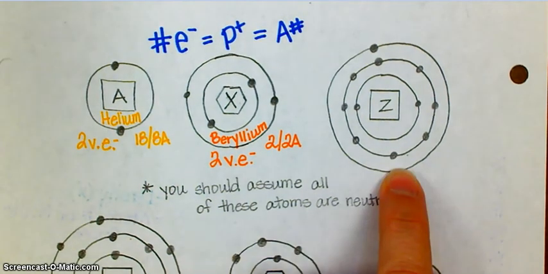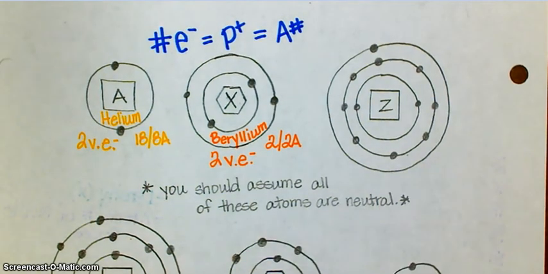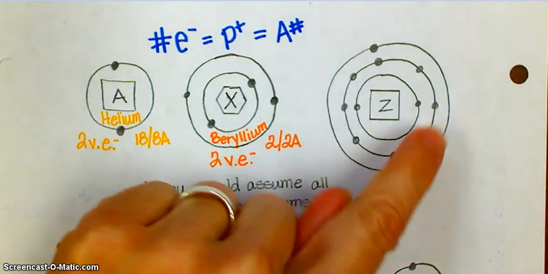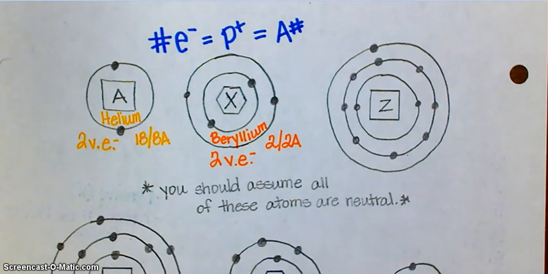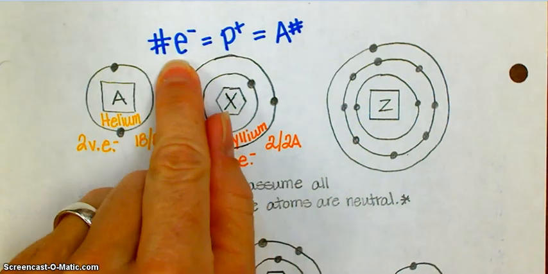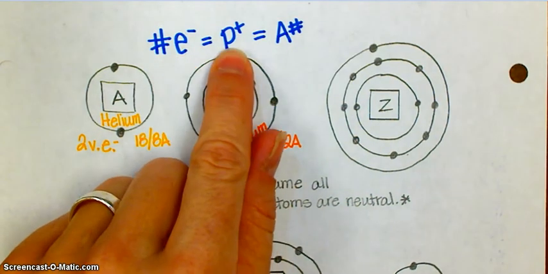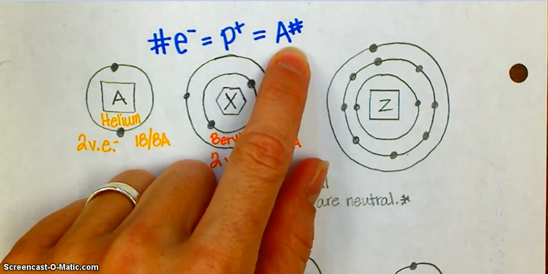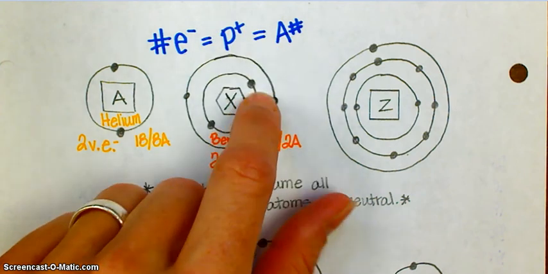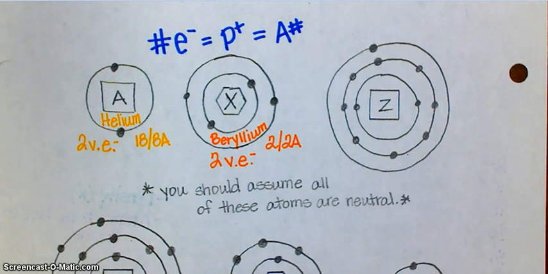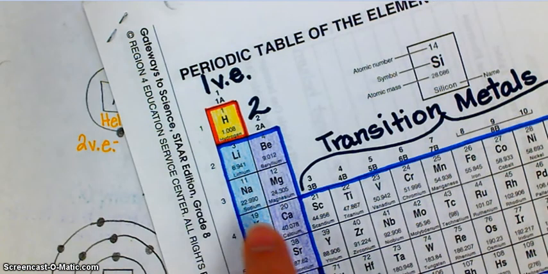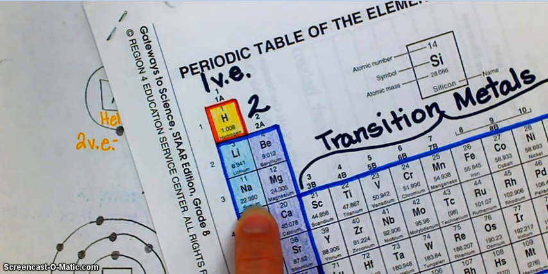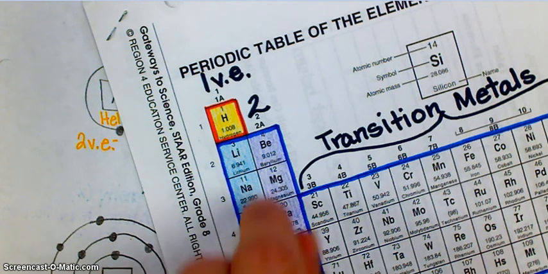Let's move on to model Z. If I look carefully and count the electrons, there are a total of 11 electrons. So if I have 11 electrons, that means I also have 11 protons. That means my atomic number is 11. And then I can go to the periodic table and figure out who has atomic number 11. And that is going to be sodium right there. All right.